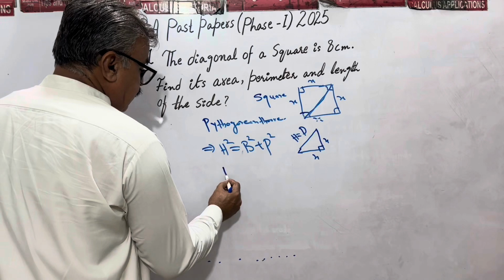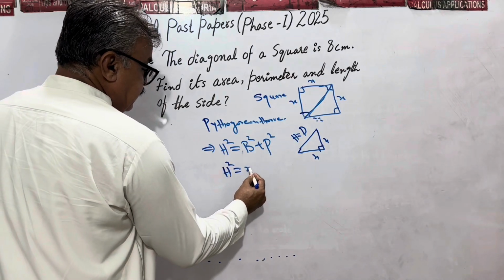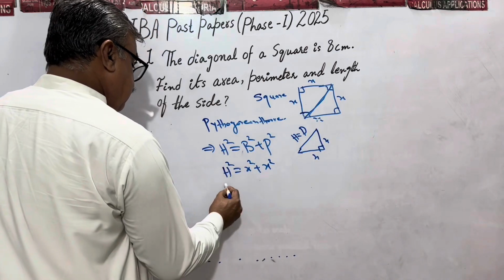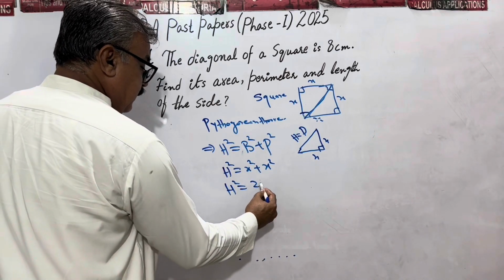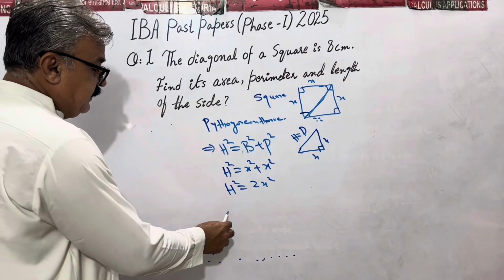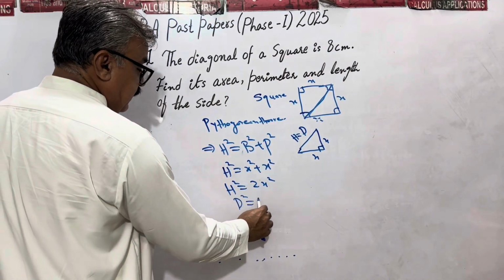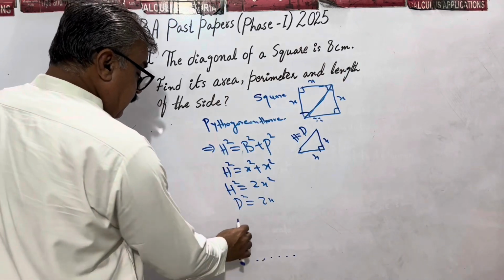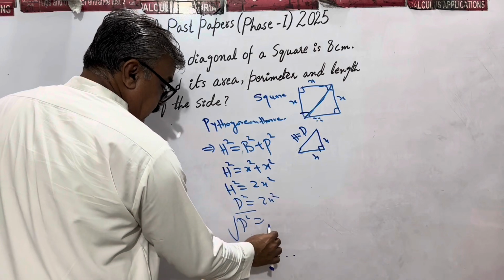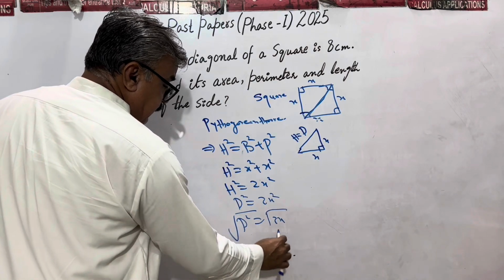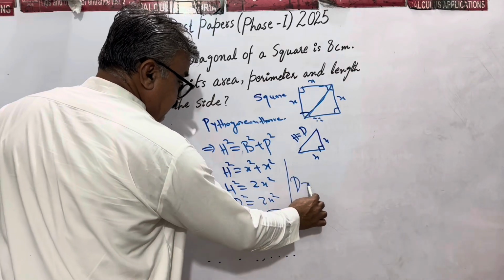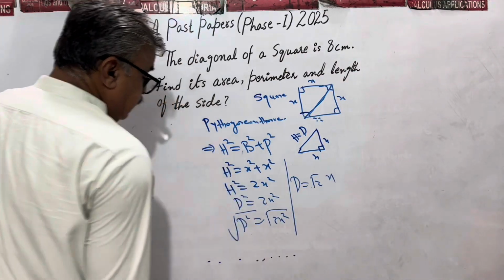Solving for the hypotenuse or diagonal, base is x and perpendicular is also x. So we have h square is equal to 2x square. Our hypotenuse and diagonal are the same, so instead of h square, let me write d square. Taking the square root, diagonal is equal to root 2 times x.